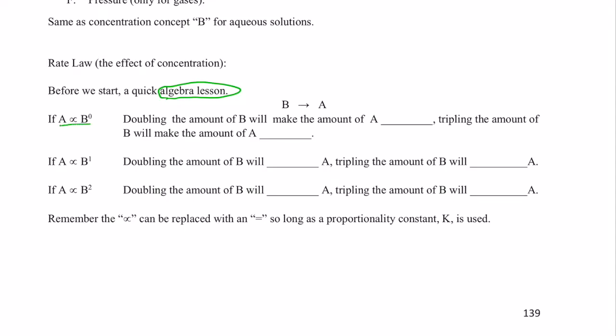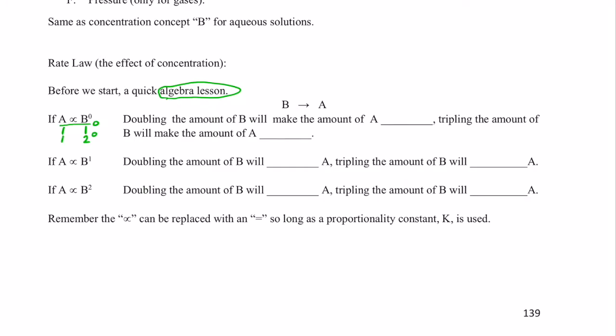We'll put some numbers in there. Let's say B is 1 to the 0 power. If that were the case, what would A be? Well, A would be equal to 1. Let's say we double B. So we go from 1 to 2, so 2 to the 0 power. What's A now? Well, it's also 1.